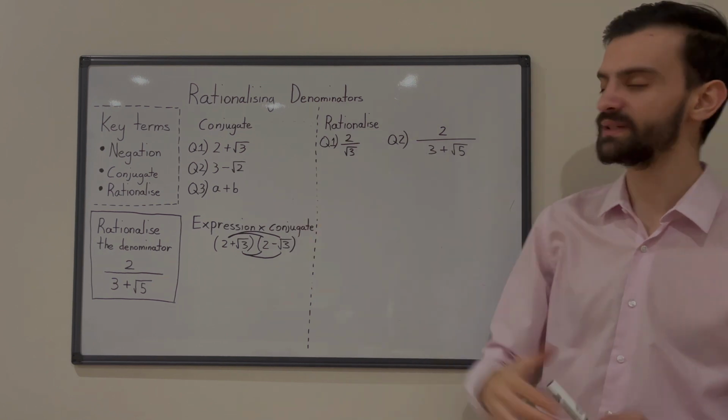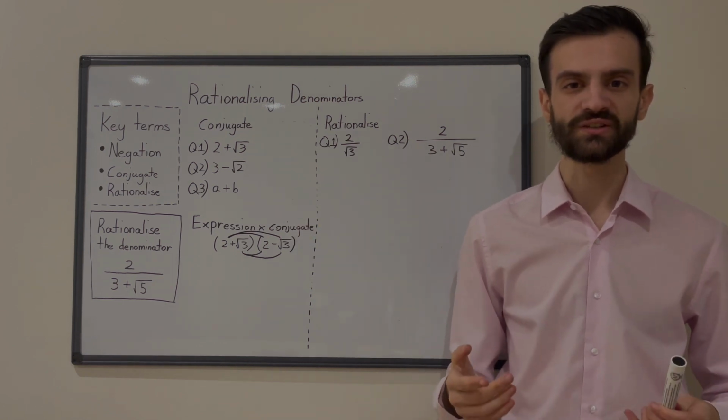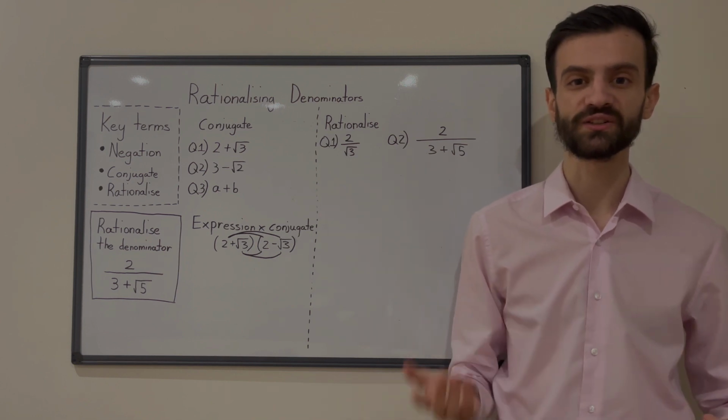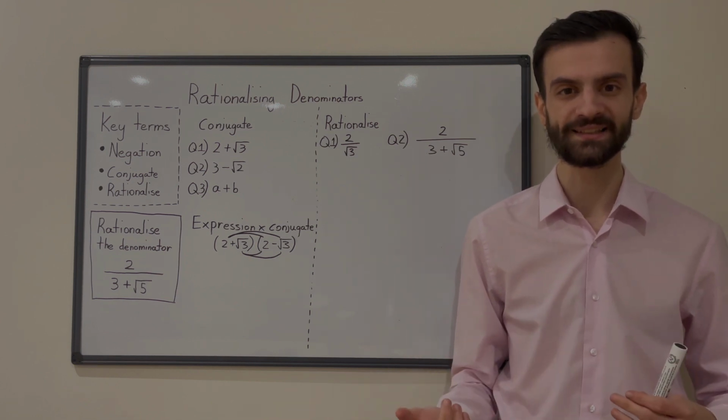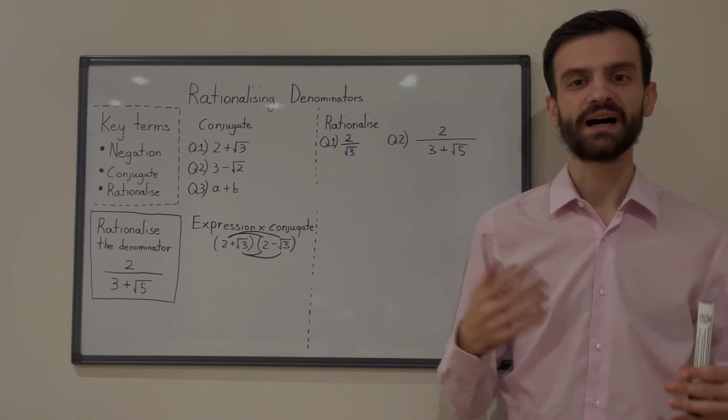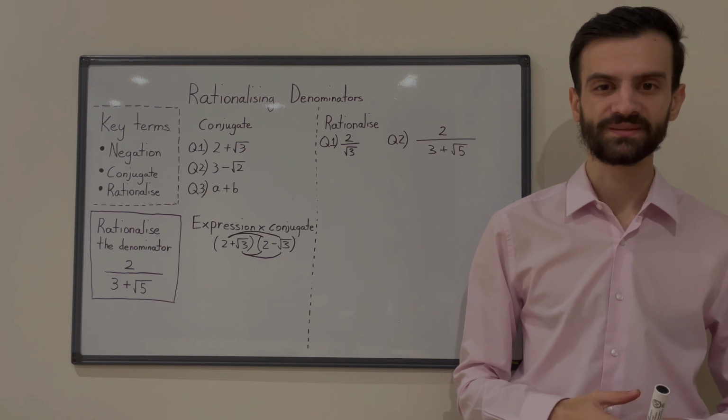Our first key term is negation. Negation is when you do the opposite of the symbol that you start off with. So if I start off with plus and I negate it, I get a minus. If I start off with a minus, I get the opposite, which is a plus.